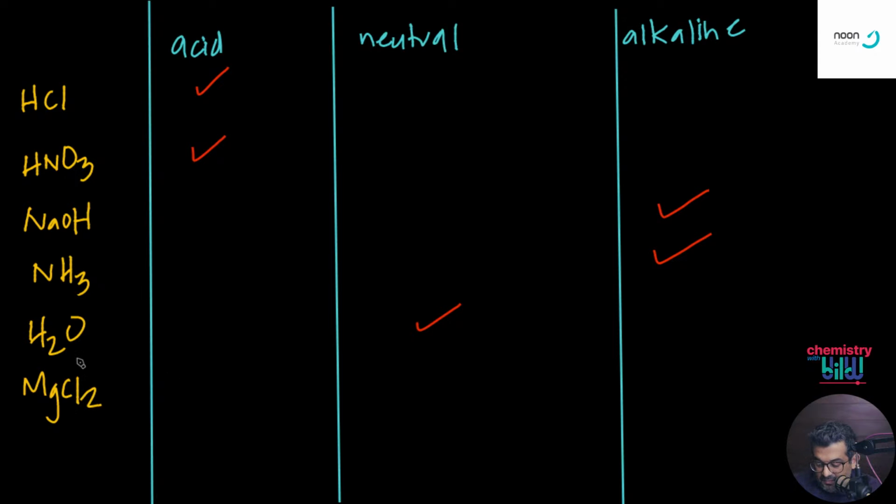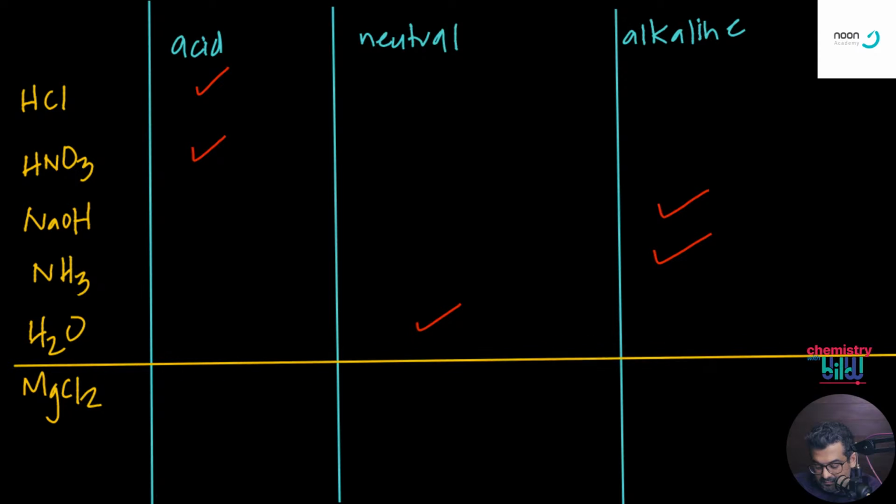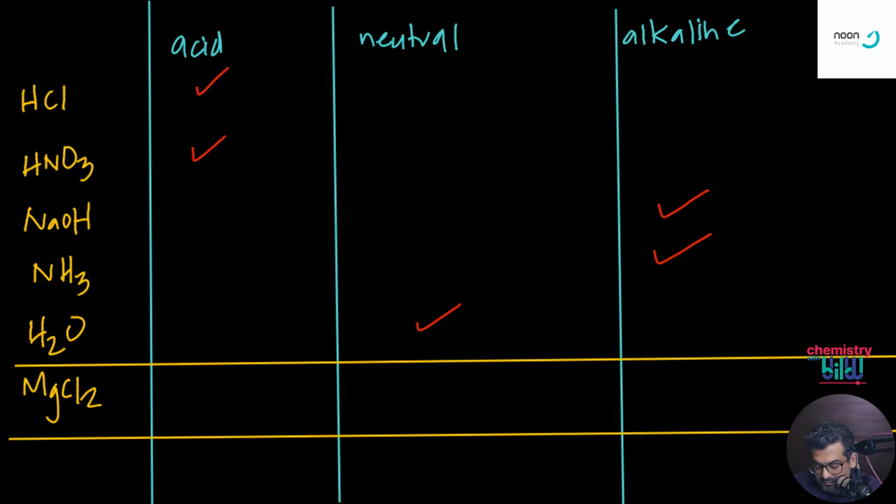MgCl2, what would that be? If I give you potassium nitrate, sorry, something is wrong here. So magnesium chloride will be neutral. Potassium nitrate will be neutral. Anything that is not an acid and not a base is neutral, whether it is water or some salt. Yes, thank you Harun.